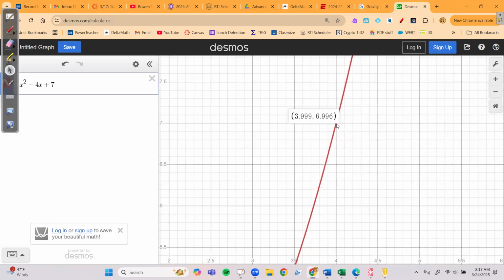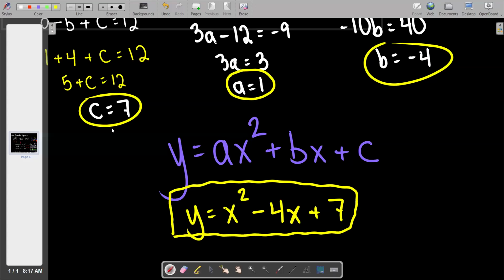Got it? So it's pretty cool stuff that we just wrote the equation of a quadratic, forcing it to go through 3 exact points. That's called regression. All right, let's go again. Round 2.